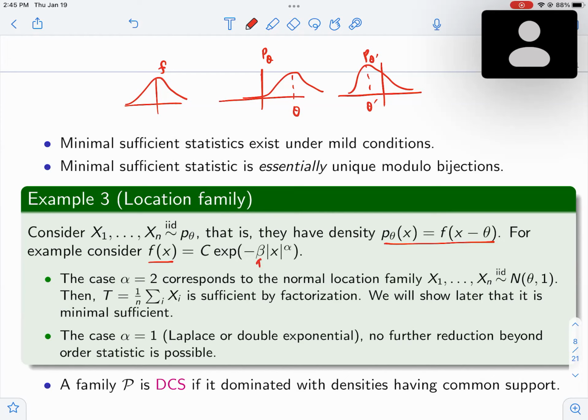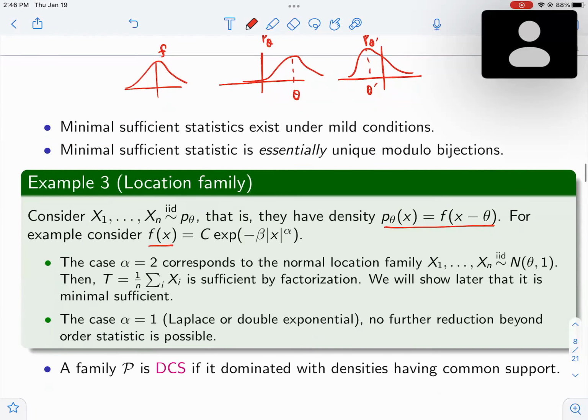So whether this looks like this or looks like this, that's beta. And then the alpha is like the class. Alpha equal to 2 would give you the Gaussian case. Alpha equal 1 gives you the Laplace or double exponential case. What we're going to see is that in the case of alpha equal to 2, the sum or the average is minimal sufficient.